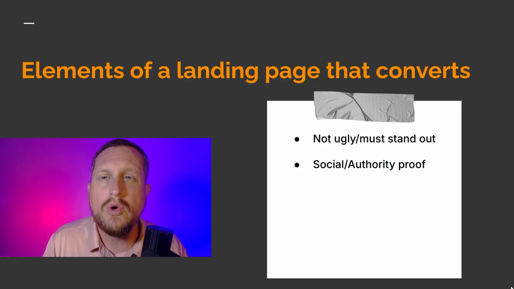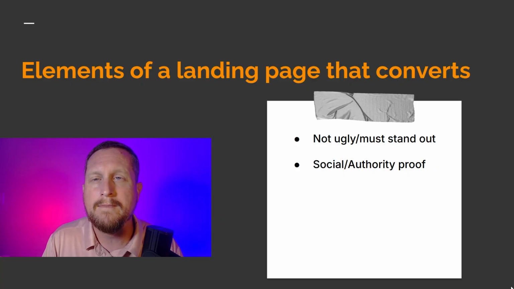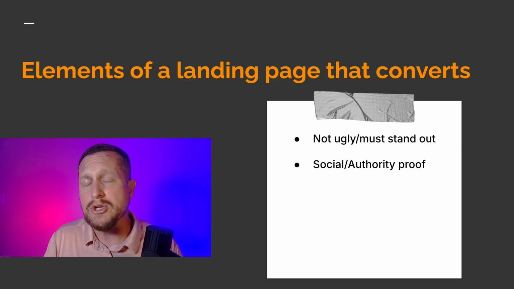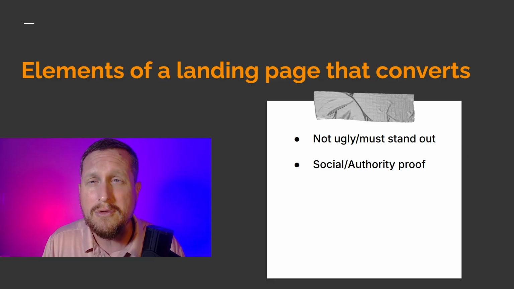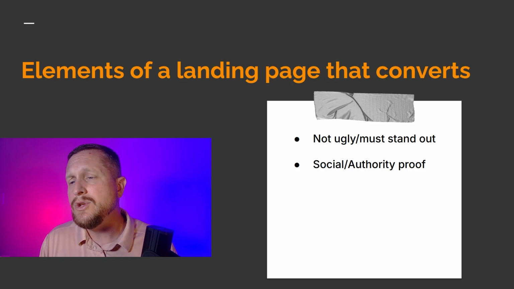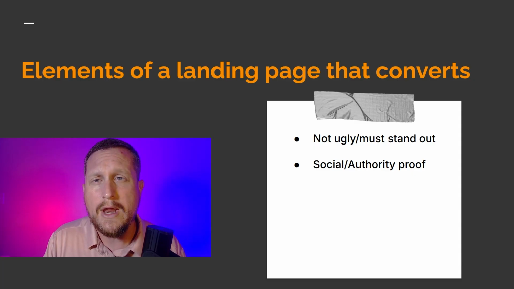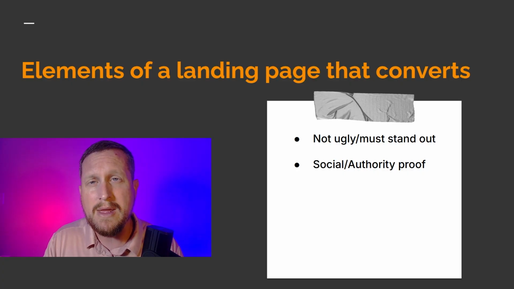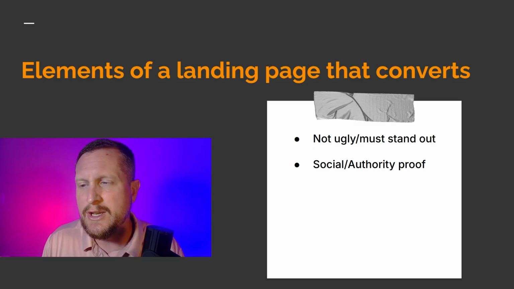The second thing is we want to have social and authority proofing. Now, here's what I mean by that. When a consumer comes to your site, they don't know you. They don't have any reason to trust you, why they should give you their information, or otherwise contact you proactively. So what we do is borrow authority from brands and names that they do trust. I'll show you what I mean by that in a moment. We also can borrow authority from people that they know or reviews that they trust.